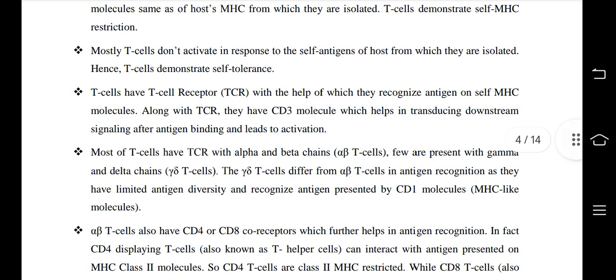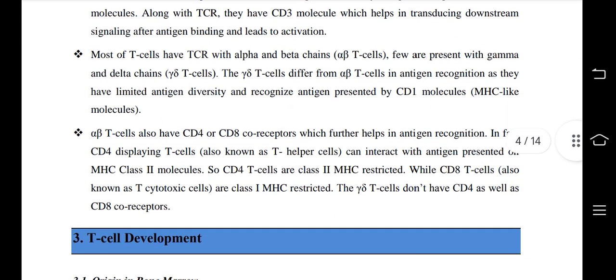T cells have the T cell receptor, with the help of which they recognize antigen on self-MHC molecules. Along with TCR, they have the CD3 molecule, which helps in transducing downstream signaling after antigen binding and leads to activation. Most T cells have TCR with alpha and beta chains, alpha beta T cells. Few have gamma and delta chains, gamma delta T cells. The gamma delta T cells differ from alpha beta T cells in antigen recognition as they have limited antigen diversity and recognize antigen presented by CD1 molecules, MHC-like molecules.